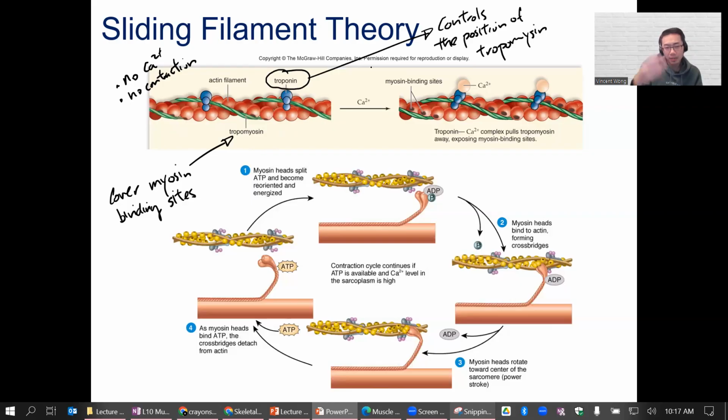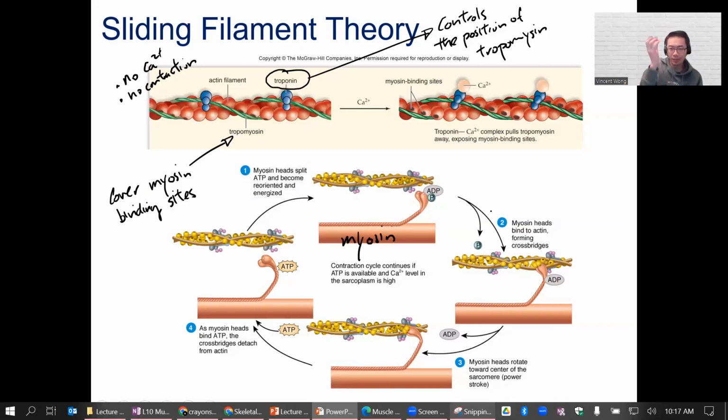When there is calcium, and I'll tell you where the calcium comes from later, when calcium is available, the calcium binds to the troponin, which then rolls away the tropomyosin, and then you expose the myosin binding site. Okay. Once you expose the myosin binding site, then the myosin, this is the myosin, will grab onto it.